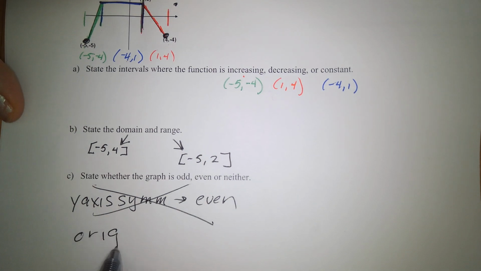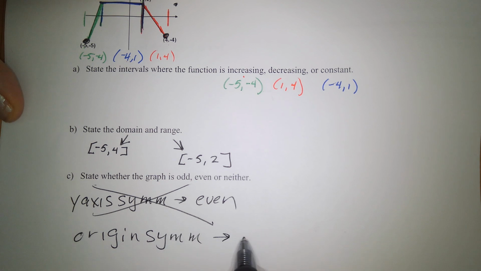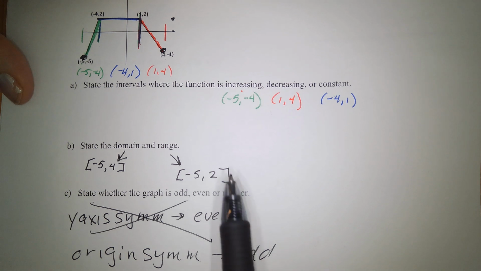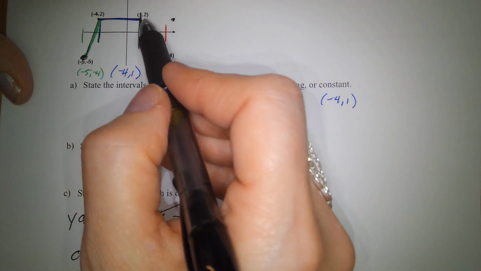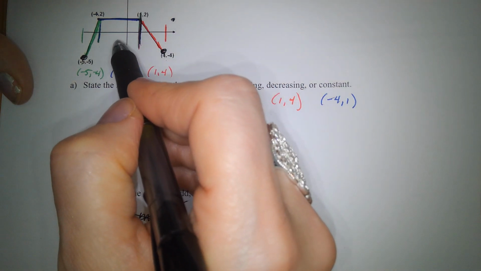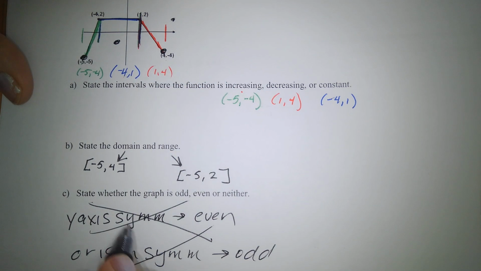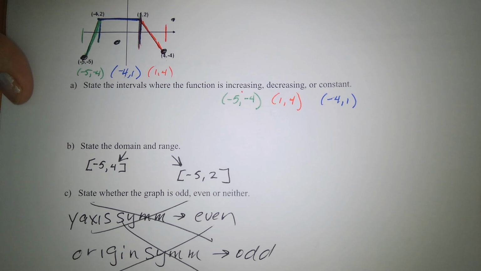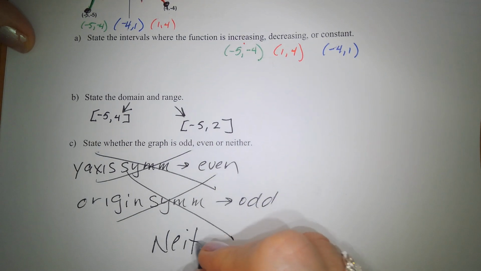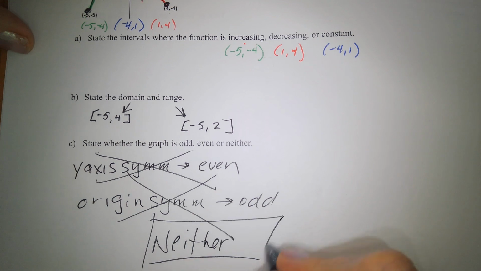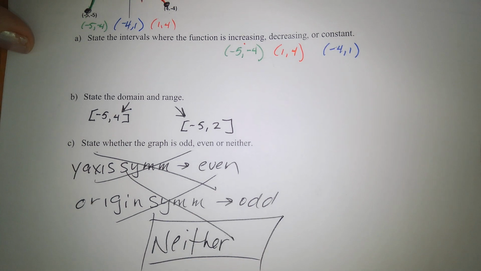Also, if it has origin symmetry, that indicates it is an odd function. This graph is not odd because it doesn't have origin symmetry. That means this point 1, 2 would also be down here at -1, -2, and it is not. So this actually has neither. It is neither odd nor even.